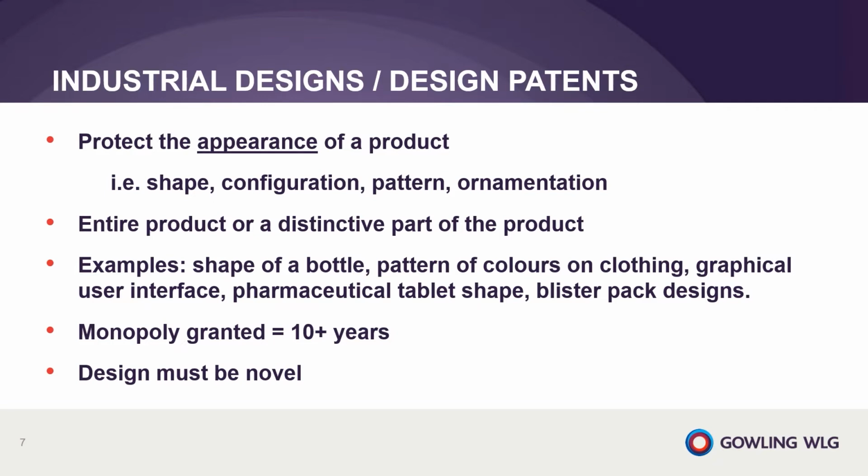Like patents, this monopoly can be used as a weapon to exclude competitors from using their designs in their own products. To be eligible for protection, the design must be a new design that is not previously disclosed to the public. Compared to patents, the scope of protection for industrial designs is much more narrow, meaning that even a minor change in the appearance of the product can result in non-infringement. On the other hand, industrial designs are much quicker and less expensive to obtain than patents.